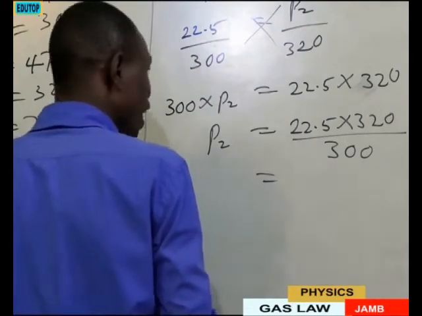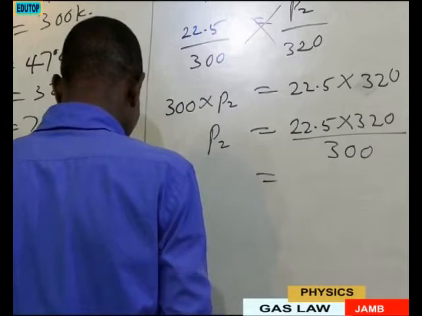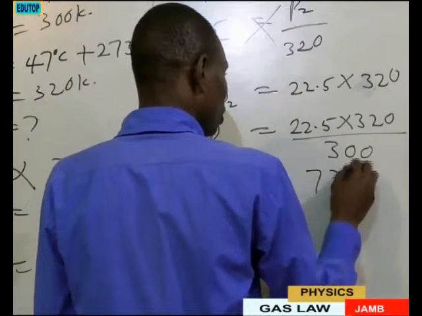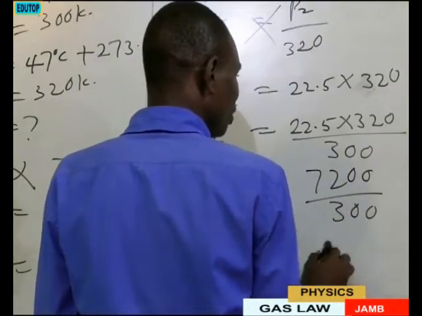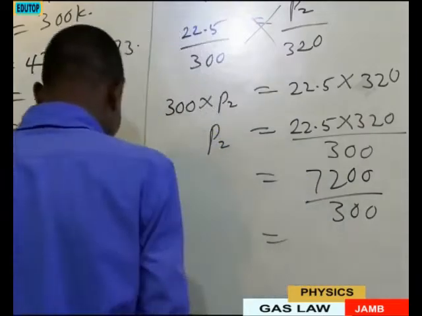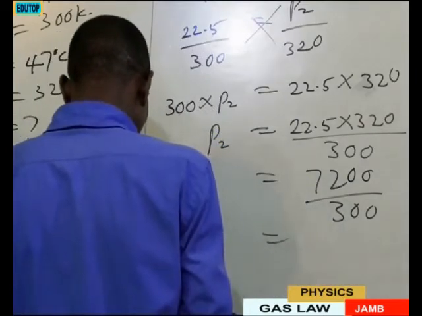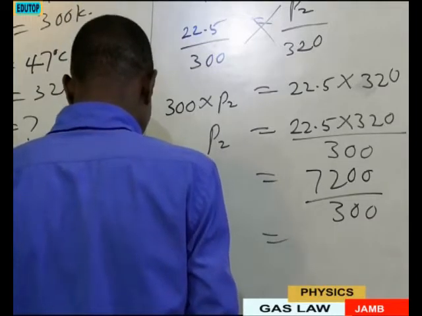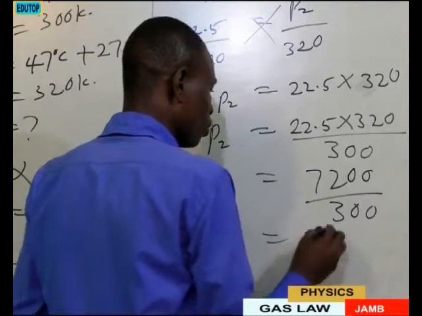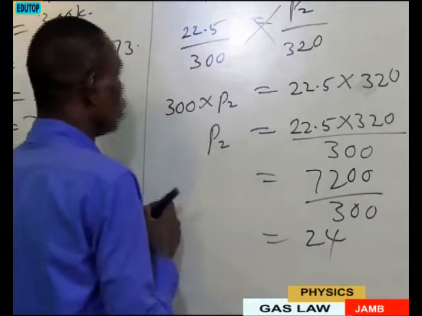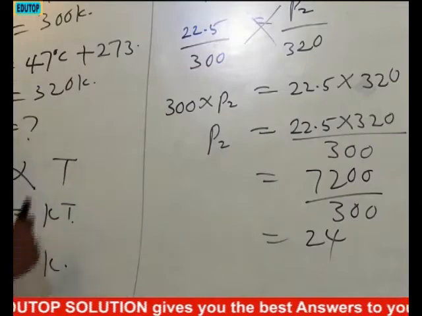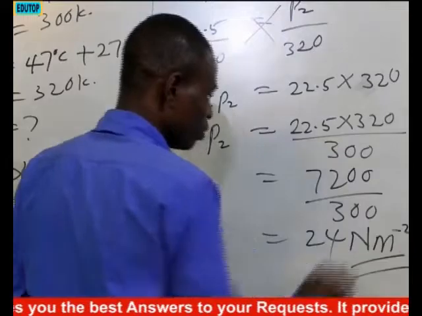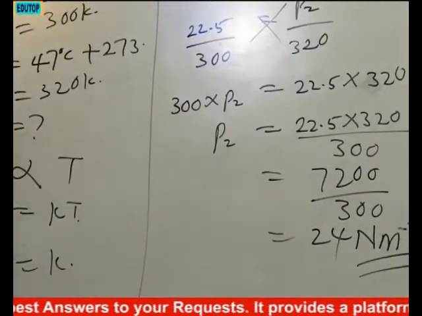320 multiplied by 22.5, and that will give us 7,200 divided by 300. And let's see what will be the value of that. That's everything together divided by 300. And we are going to have 24. And what are we looking for? Pressure. And that pressure is given in Newton per meter squared. Put it there. 24 Newton per meter squared. And that will be the value of P2.